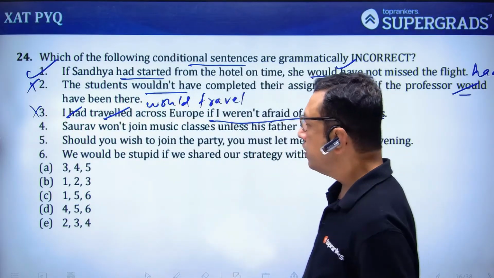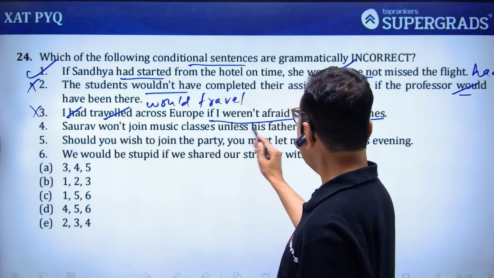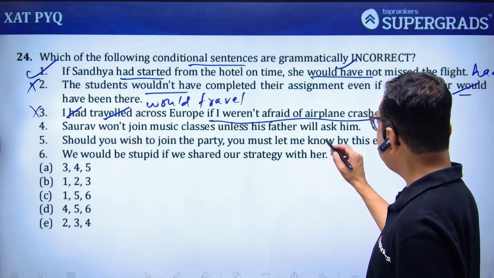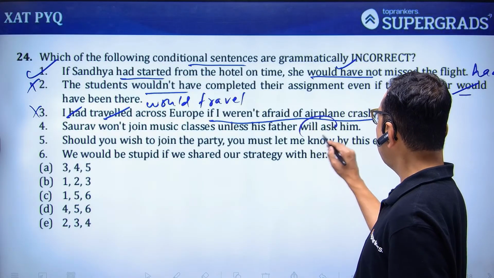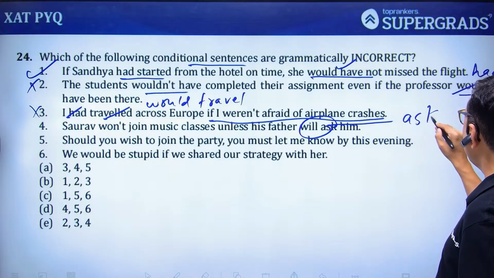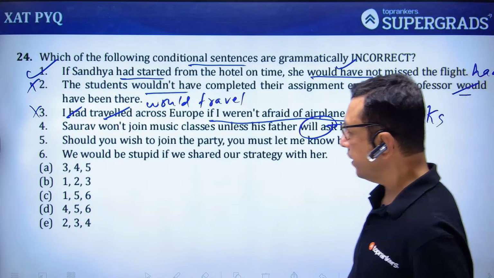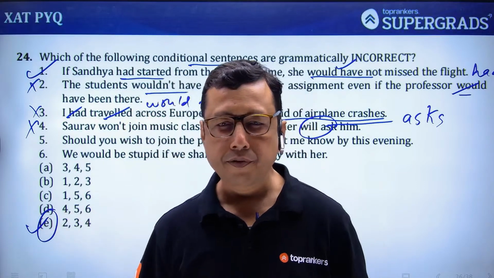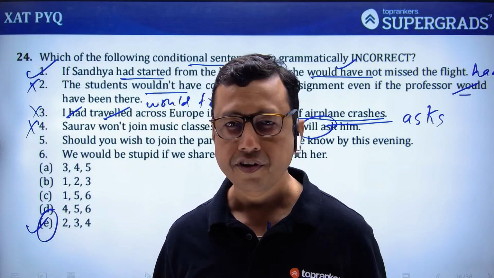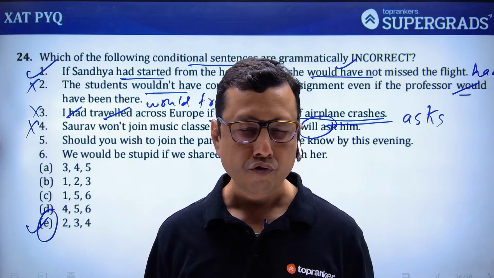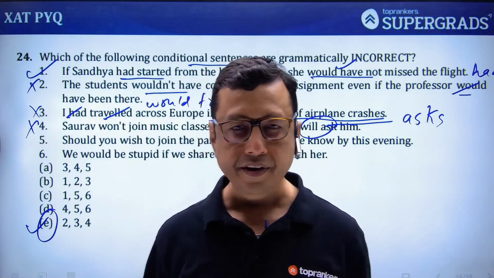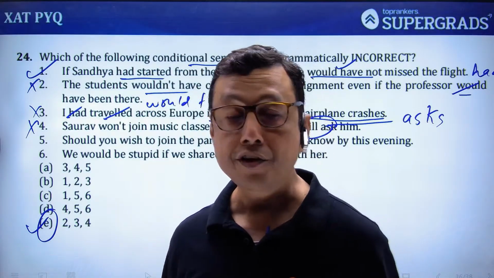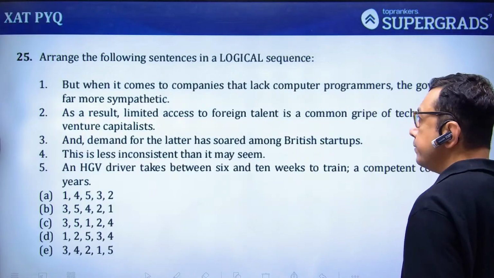Saurav won't join music classes unless his father will ask him, right? Unless his father asks him should be the correct thing. And therefore, this is also wrong. The correct answer is E. So basically, if you know the basics of grammar, conditionals, etc., and in the previous YT session I discussed, there are many grammar questions. If you know the rules, you can quickly solve those questions, right? Okay.